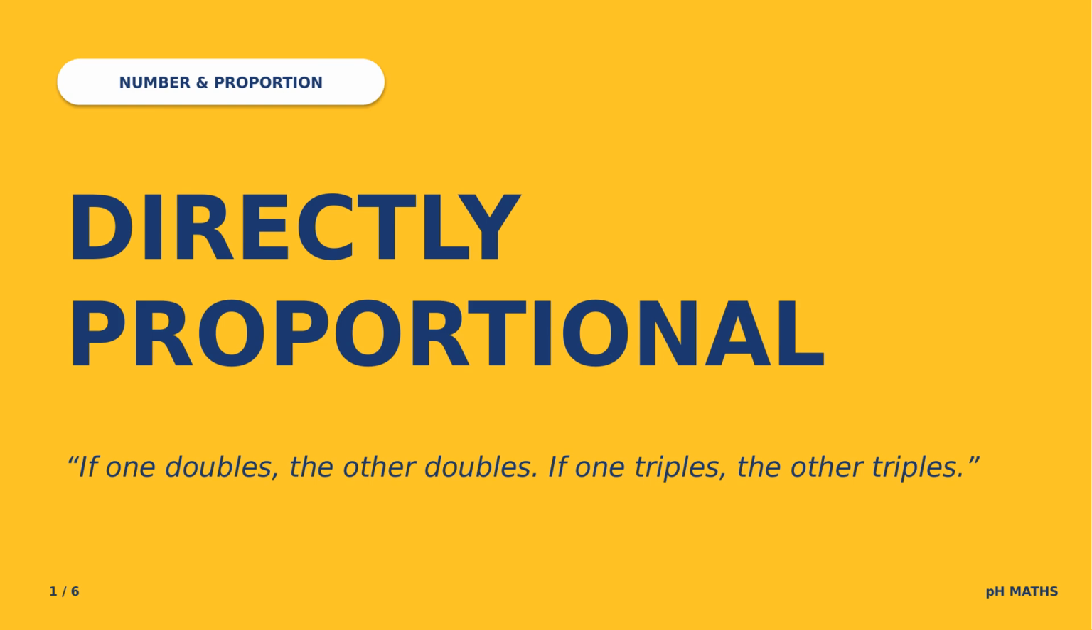Today's explainer is directly proportional, the cleanest relationship in the syllabus. If one doubles, the other doubles. If one triples, the other triples. By the end of this video, you'll know what makes a relationship truly proportional, how to spot it from its graph, and how to find the constant k in 2 seconds flat.